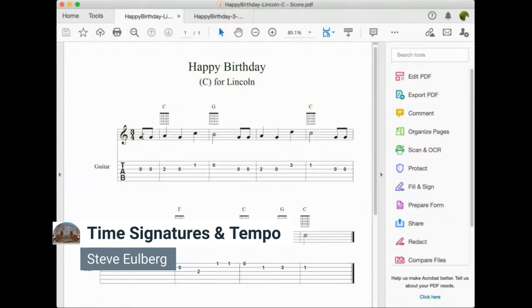Happy birthday to you. Happy birthday to you. Happy birthday, happy birthday, happy birthday to you. Happy, and we'd start over.